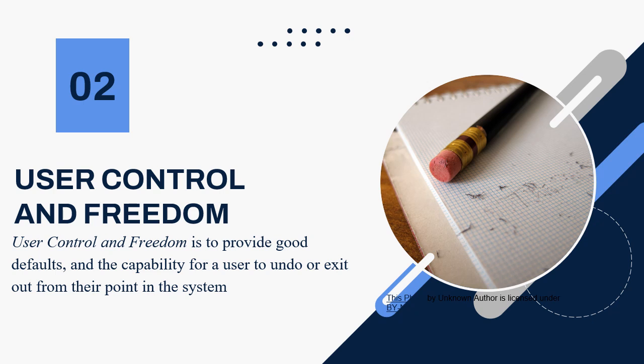User control and freedom. User control and freedom is to provide good defaults and the capability for a user to undo or exit out from their point in the system. A good pencil needs a good eraser. That's just an analogy I'd like to keep in mind when we review this heuristic. Reviewing user control and freedom as well is to review throughout the heuristic analysis what difficulties a user may face in the issue of navigating the system to return from mistakes.